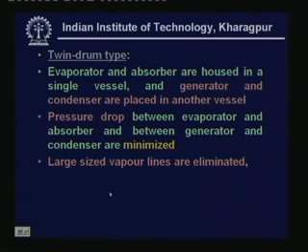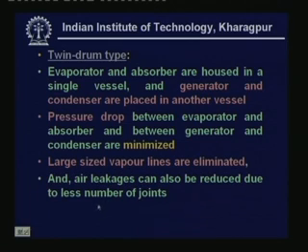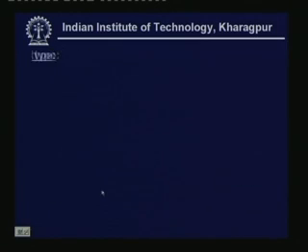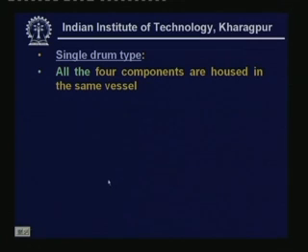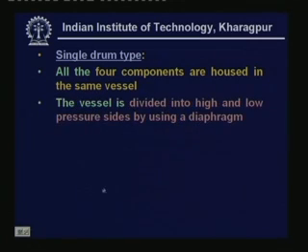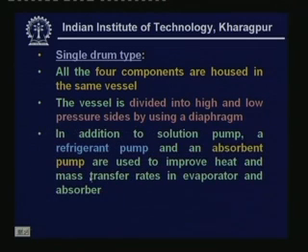So as I said, large size vapor lines are eliminated and air leakage can also be reduced. Now in a single drum type, all the four components are housed in the same vessel. The vessel is divided into high and low pressure sides by using a diaphragm. Again, in addition to the solution pump, a refrigerant pump and an absorbent pump are used to improve heat and mass transfer rates in the evaporator and absorber.